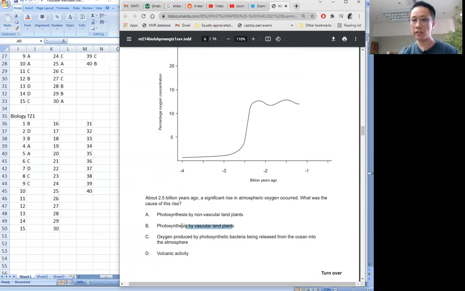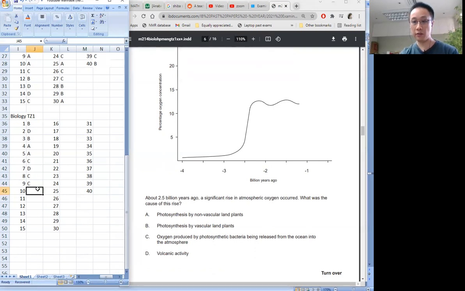I want to say it's photosynthesis by vascular land plants because they have much higher biomass. I don't think this bit of vascular versus non-vascular land plant detail has been tested before. So I must confess I'm not 100% sure, but I think vascular land plants are typically the more dominant plants, and I'll just go for B, even though I don't feel too good about it. We'll find out. Okay.